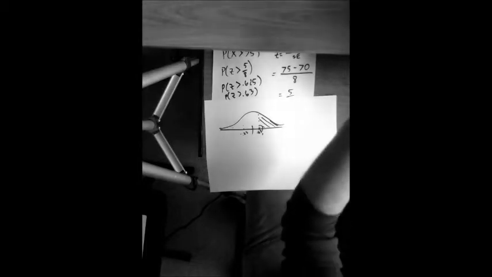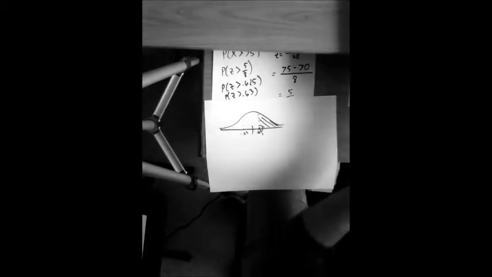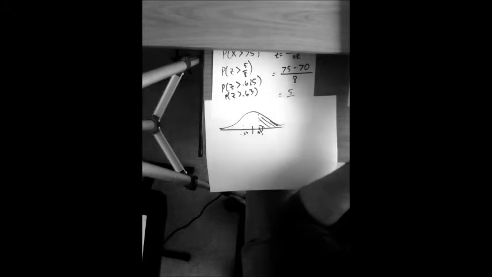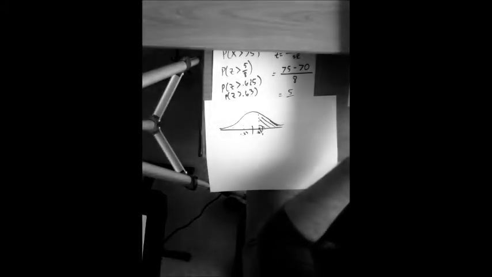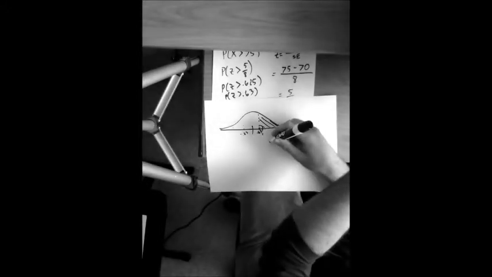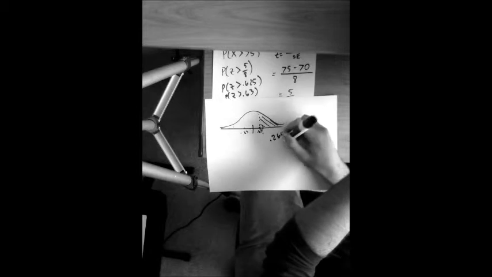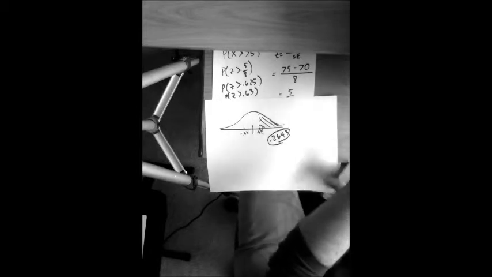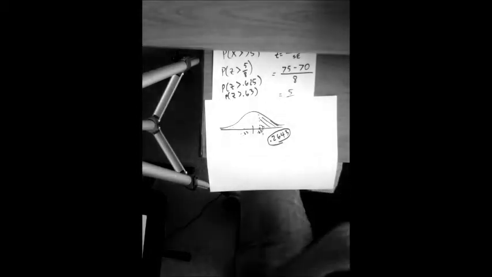Give me a second to open up to the page. Alright, so let's see. The negative 0.63 is 0.2643. So 0.2643. So this is that probability that we're looking for then.